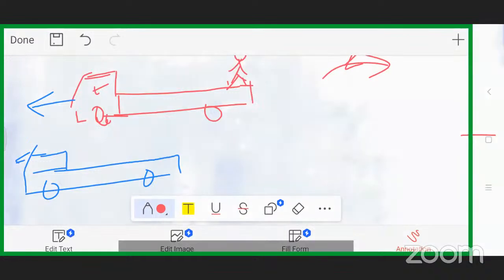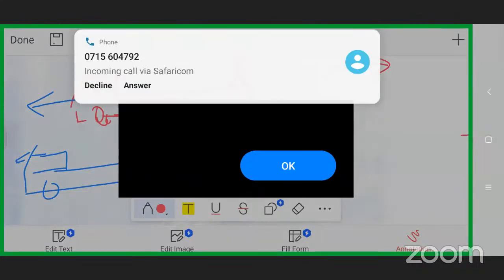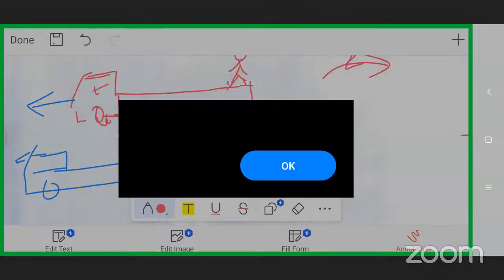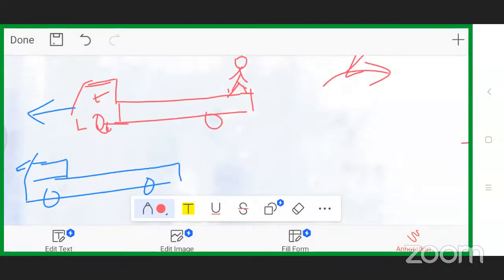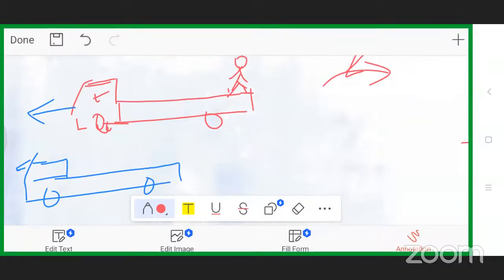So the reason is because when you are moving up, let me explain. Are you still able to hear me? Yes. No. Oh, you can't hear me? We can. We can hear you.